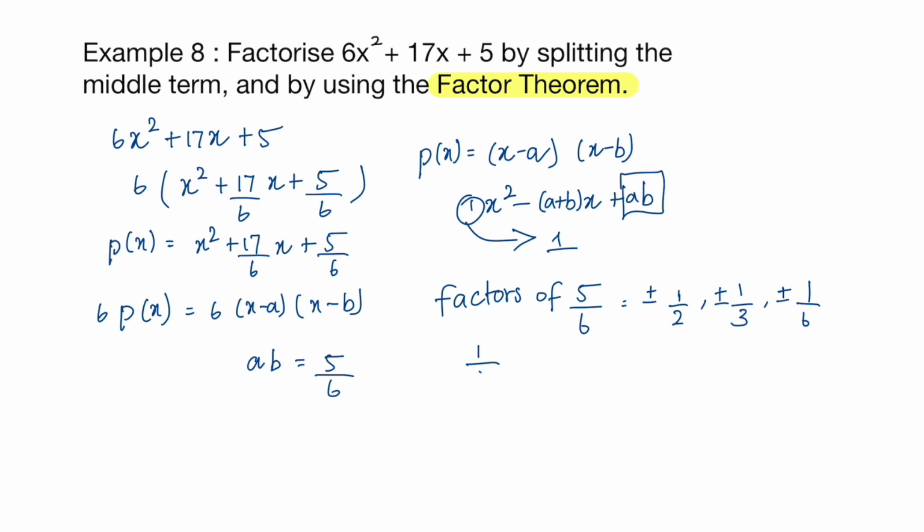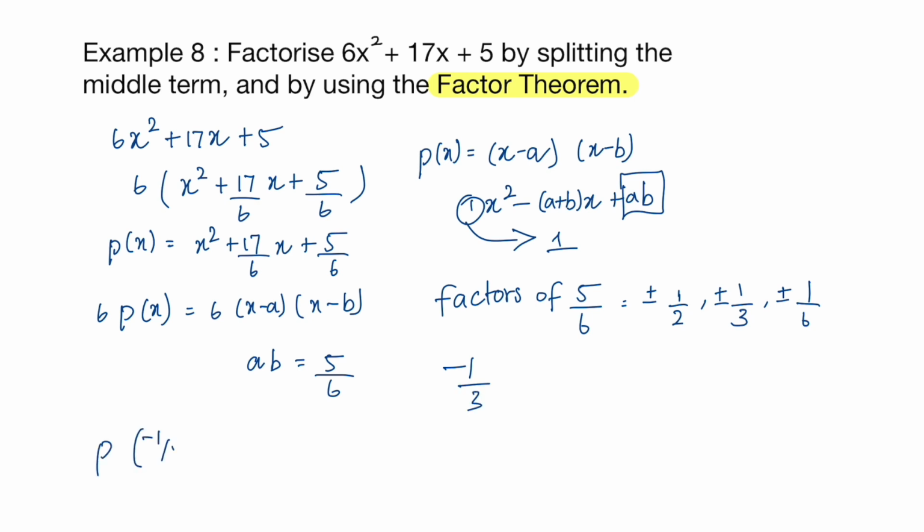Next we have 1 by 3. So just find p of 1 by 3. P of 1 by 3 is 1 by 3 squared plus 17 by 6 into 1 by 3 plus 5 by 6. Now adding all these terms would never get you 0, so definitely 1 by 3 is not an answer. You can try with minus 1 by 3.